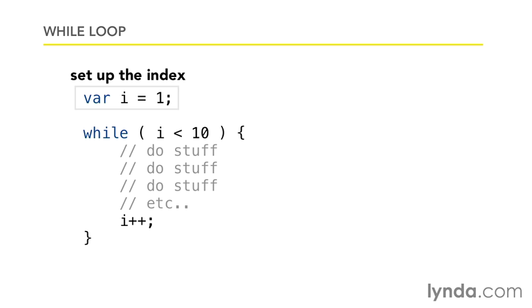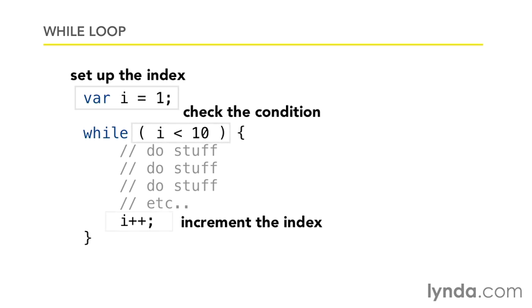You're dealing with setting up an index to keep track of the loop, and you have to do that outside of the loop itself. Then you're going to be checking the condition, and then you have to make sure that you're incrementing the index inside the loop, but at the end of it. So you always have these three pieces going on to have a successful loop. And this is such a common model, there's actually a statement that brings all these pieces together, and that's called a for loop.